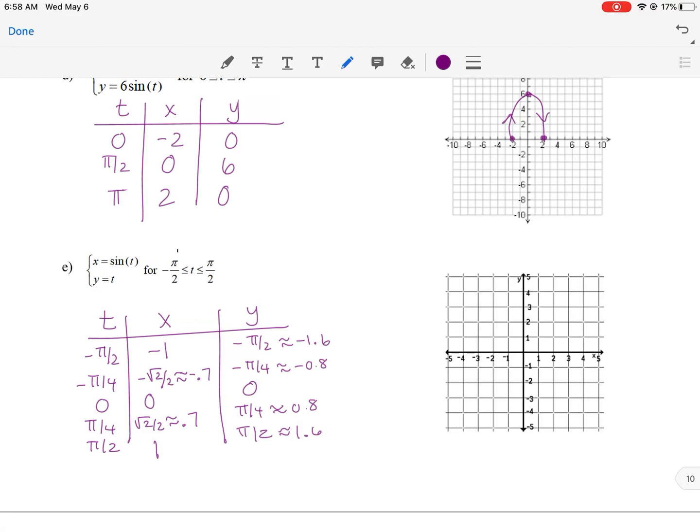Okay, so if we want to think about graphing that, we're at negative 1, negative 1.6. We're at negative 0.7 and negative 0.8. Okay, 0, 0. And then we got that 0.7, 0.8. And then we got 1, 1.6.